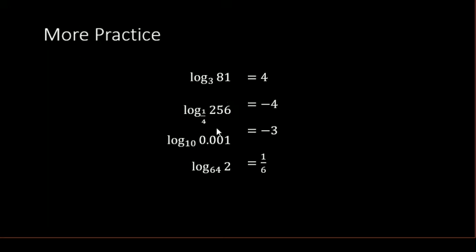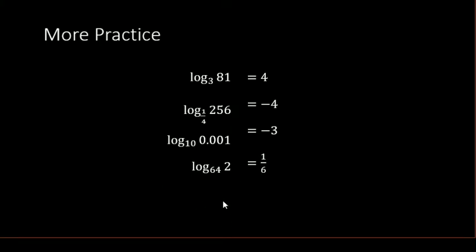Now this one right here, 4 times 4 is 16, times 4 is 64, times 4 again is 256. So the 4 times, but because it's 1/4, we need the reciprocal, so we have -4. Conversely, log base 10, if we multiply 10 3 times, we get 1,000. But what we want is 1,000th, so we have to do the reciprocal, and that's why it's -3.